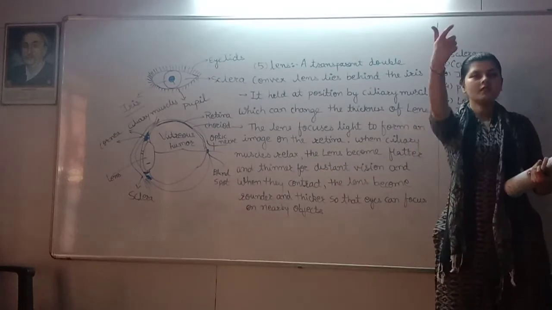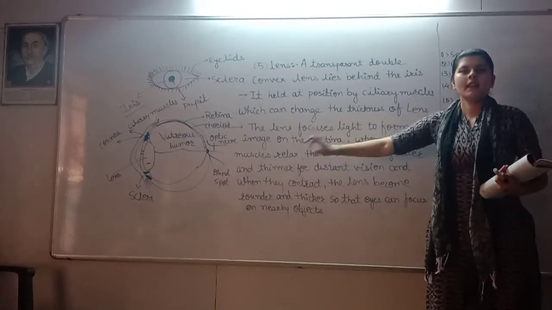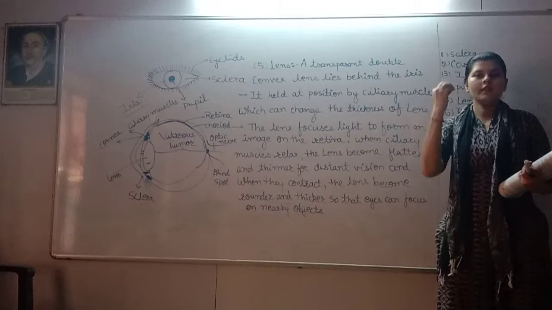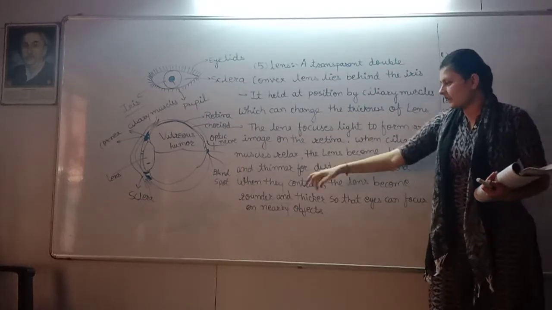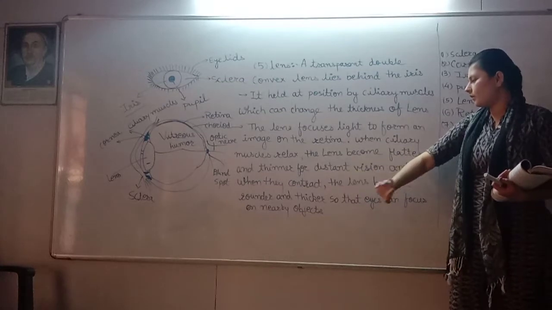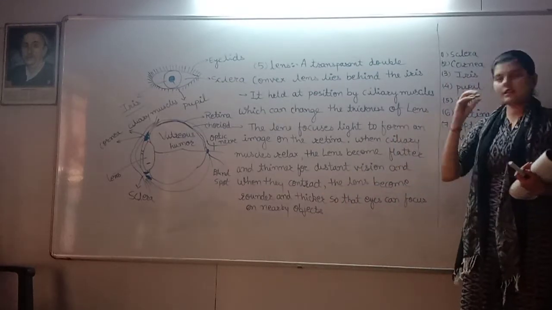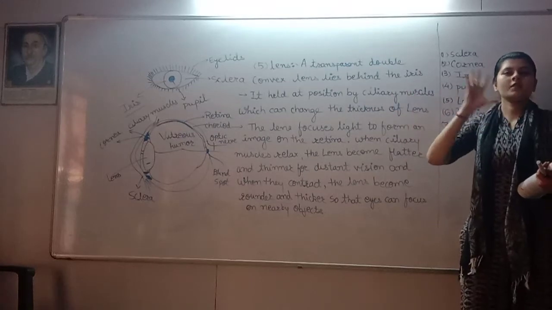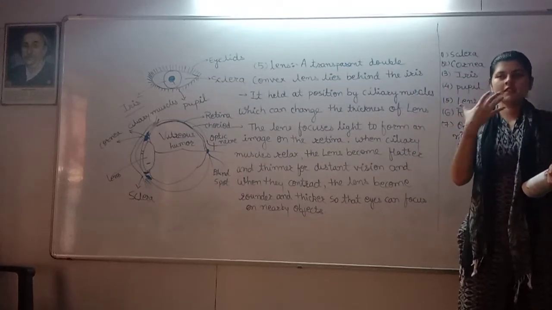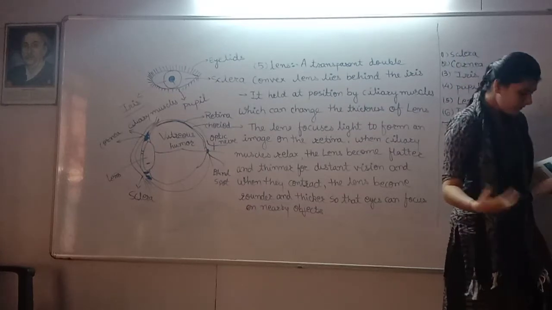What happens is that your muscles relax. If you have to see the distance vision, your muscles should be in relaxed mode, and at that time the lens becomes flat, right? The next thing is when we are talking about the contraction. When the muscle is in working mode, it becomes rounder and bigger.